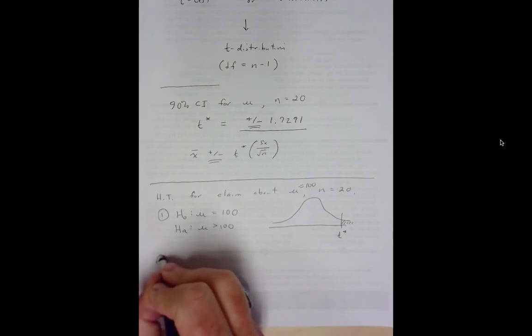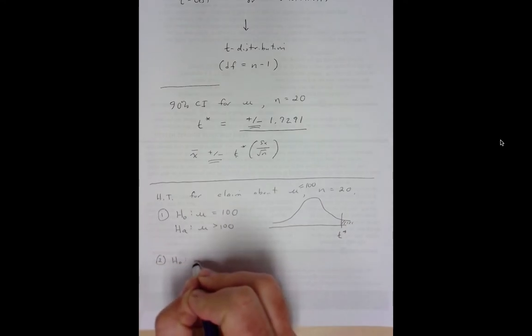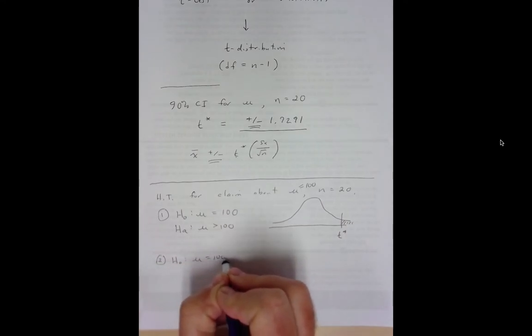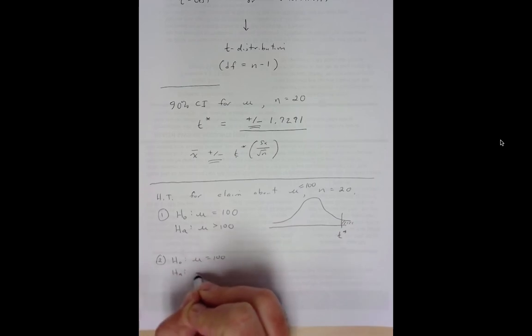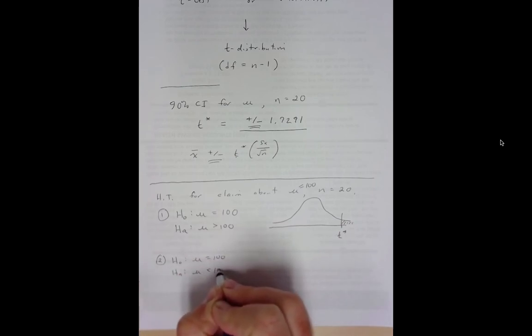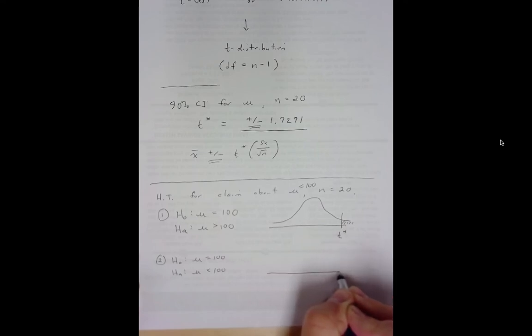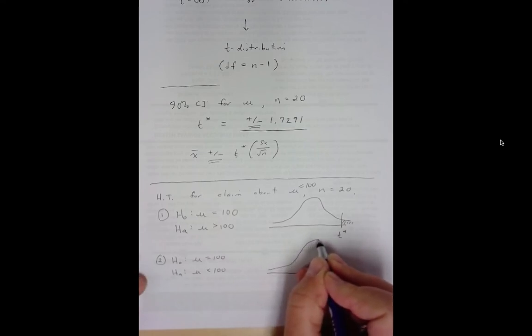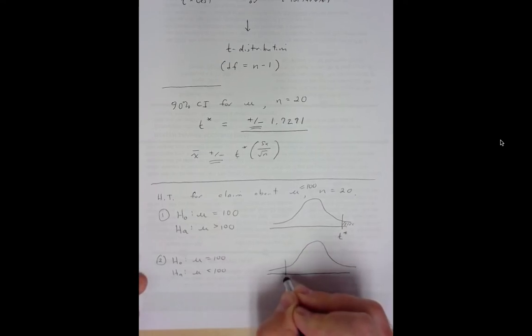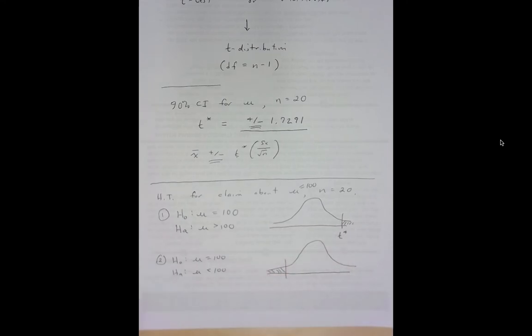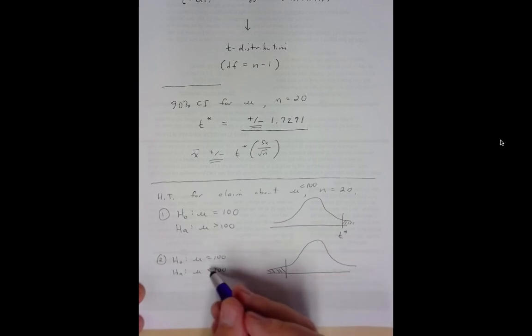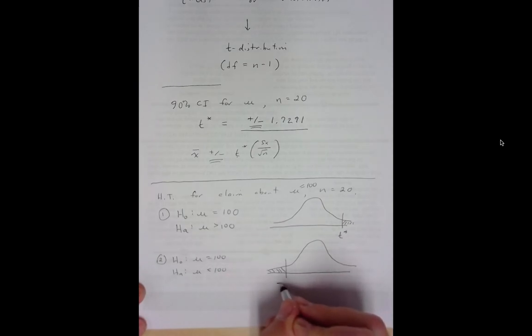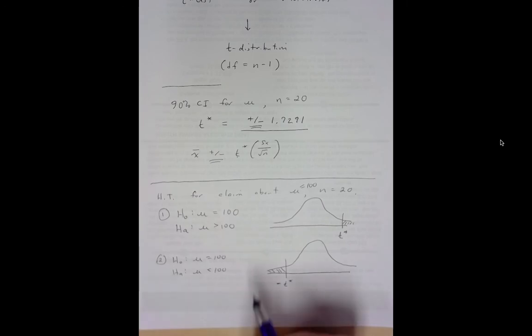However, if I have H sub 0 mu equals 100, H sub a mu less than 100, then I'm looking in this t distribution. My reject region is down to the bottom. It's to the left. It's lower than. It's less than. So in this case, I'm going to have a negative t critical that's going to separate the reject and fail to reject region.